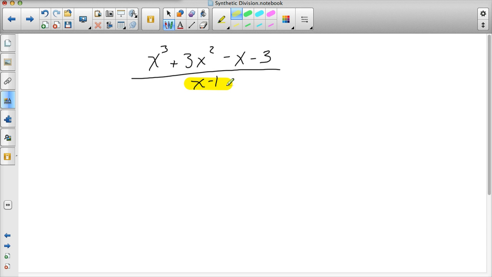The next thing we ask is, is this divisor a linear function or a linear expression with a leading coefficient of 1? And it is. It's linear because it's x. There's no exponent, so the exponent is 1. And there's no coefficient in front of the x, so we know that our coefficient is 1. So leading coefficient is 1, and it is linear, so we can use synthetic division.